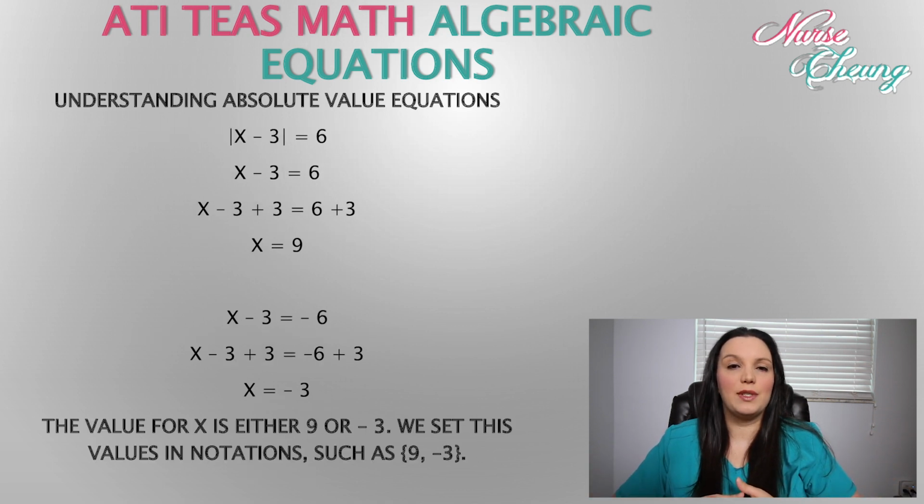So we know that the absolute value of x minus 3 is equal to 6. x is both 9, and x is also negative 3.